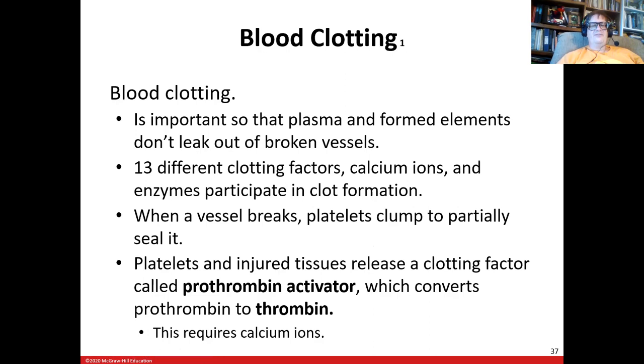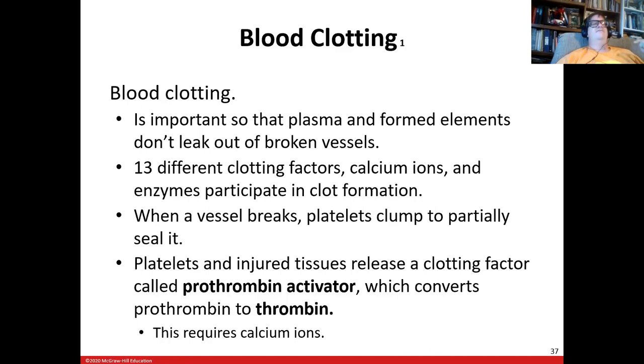There are 13 different clotting factors, calcium, enzymes all involved in this. It's a chemical cascade. And if you take AP2, they're going to talk about the fast and the slow, the intrinsic and the extrinsic clotting factors and what makes things clot. You get a chemical cascade where a little bit of this causes more of that, causes more of that, causes more of that.